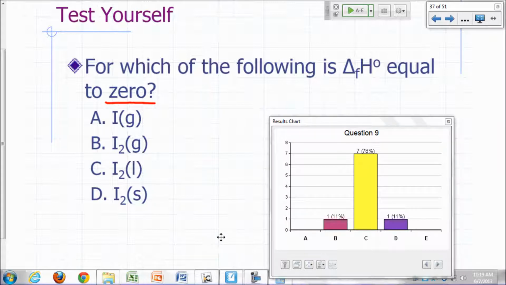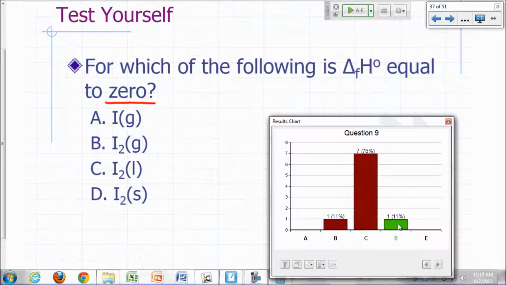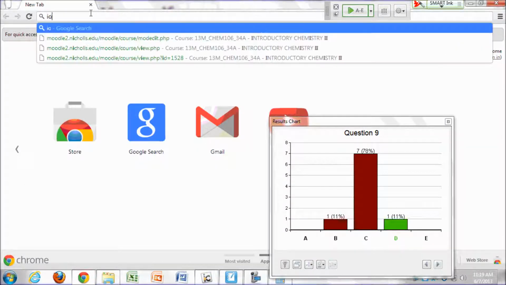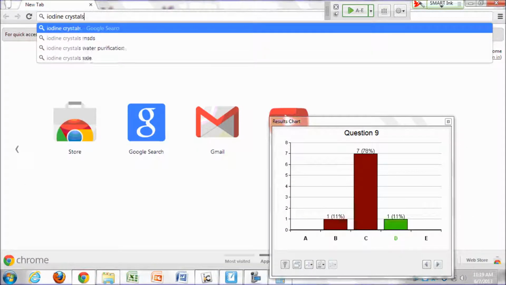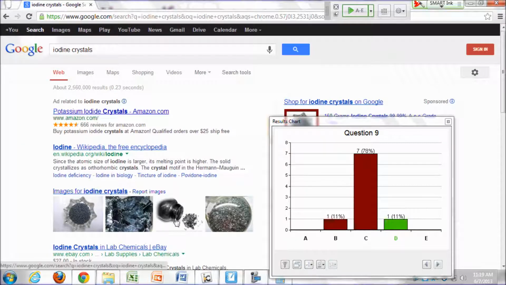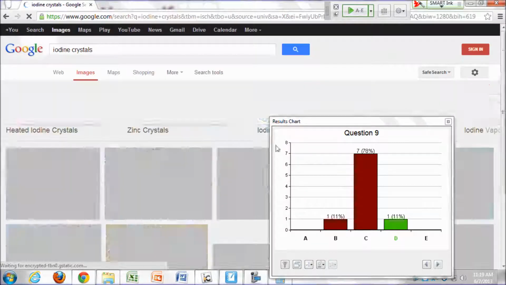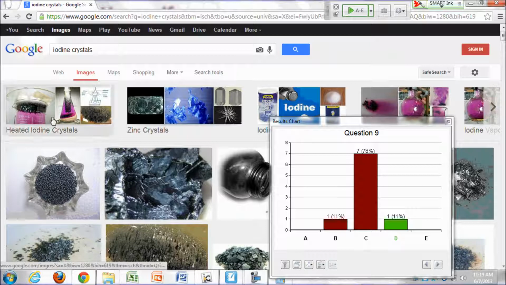Correct answer is, okay, B. The most stable form of iodine is a solid. Let's do a Google search for iodine crystals. That's your iodine crystals right there. The most stable form of iodine under ordinary conditions. Pure iodine is a solid.